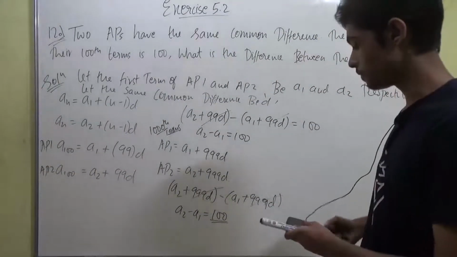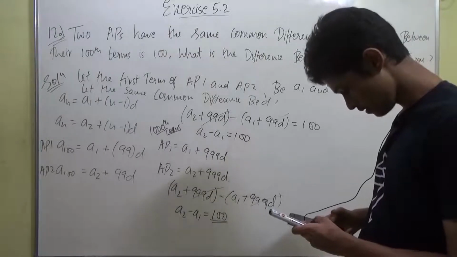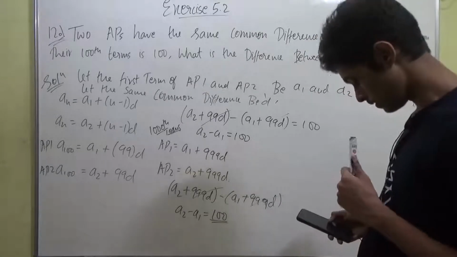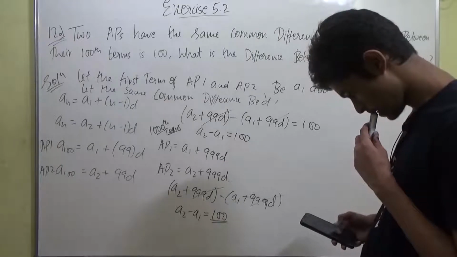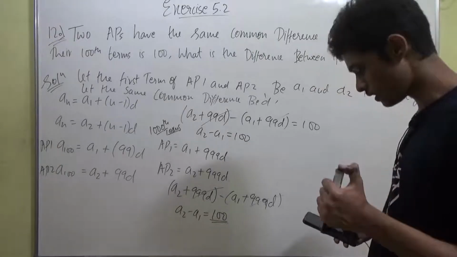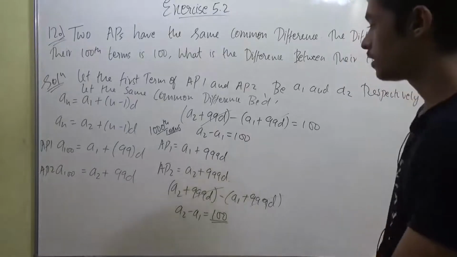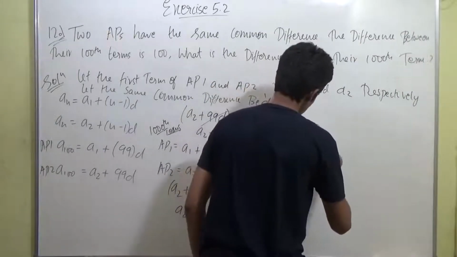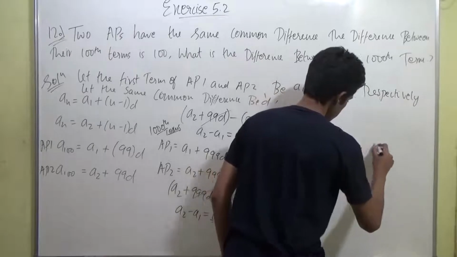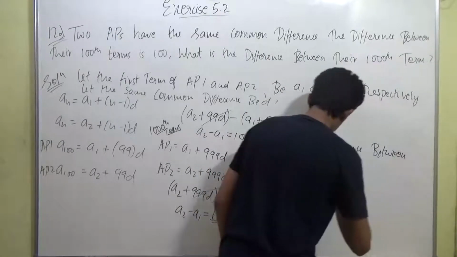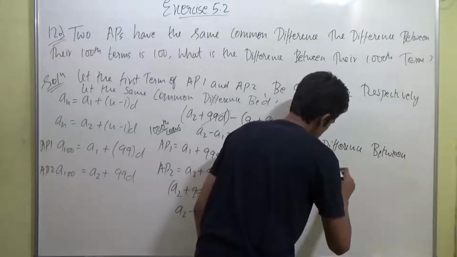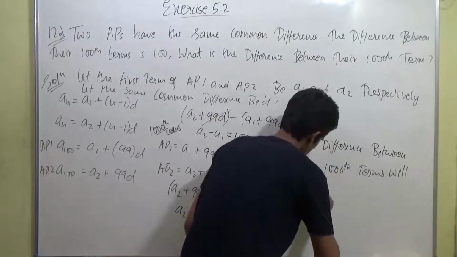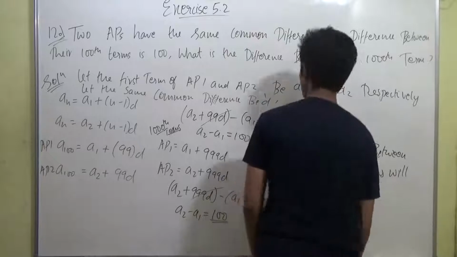Just a minute guys, let me check the solution once. Yeah guys, so the difference between the 1000th terms is also going to be equal to 100. Shall I write the conclusion here? Therefore, the difference between their 1000th terms will also be 100. As simple as that, guys.